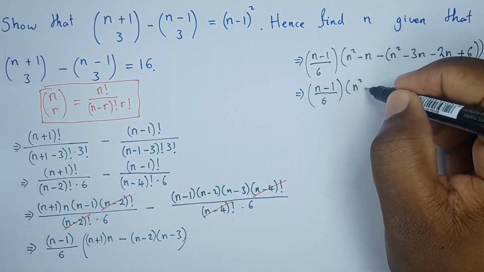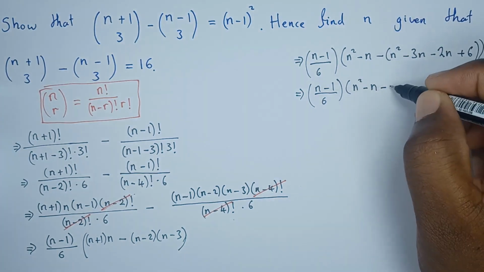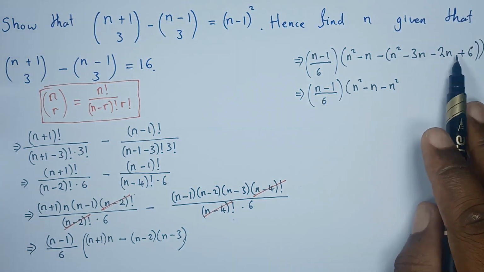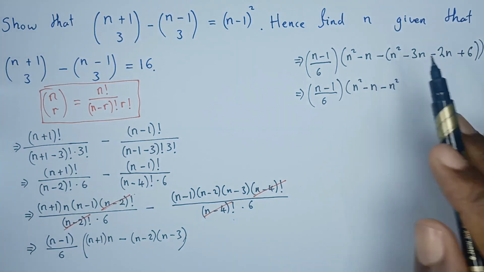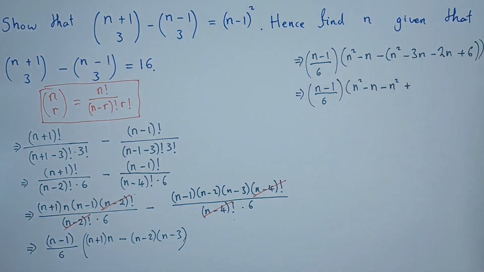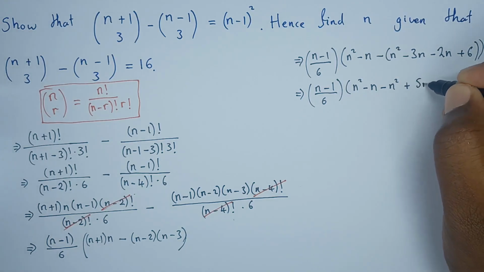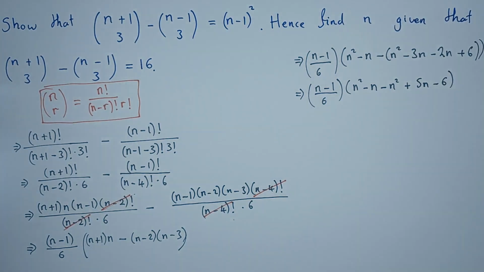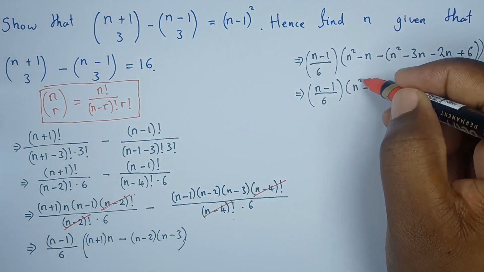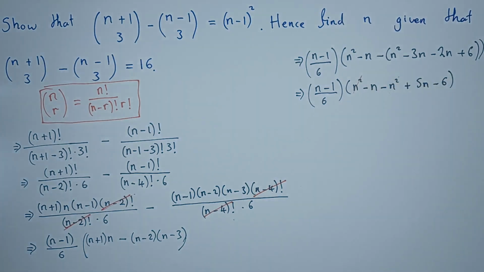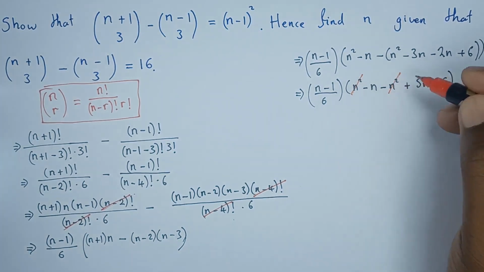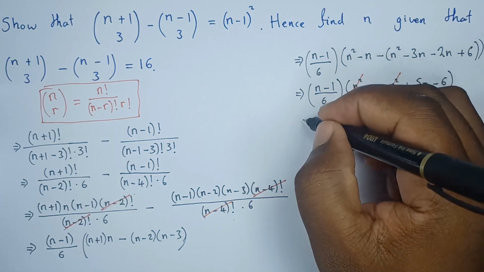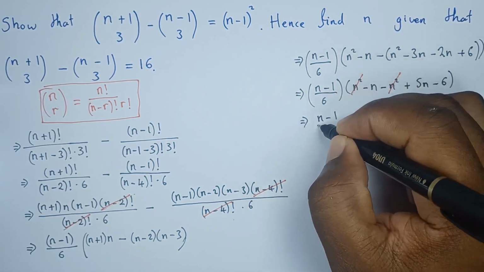So we have n squared minus n minus this n squared. Now remember, 3n, 2n, this is negative 5n. If it multiplies that negative, it becomes positive 5n. Negative times 6 should give us negative 6. At this stage, it's clear that this n and this n can cancel out because one of them is positive and one of them is negative. So this just cancels with this. What else are we remaining with? n minus 1 over 6.